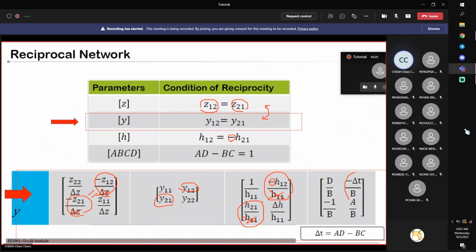So lastly, for ABCD parameters, transform into Y form, you compare these two, they have the same denominator also, right? And then here, this delta T is actually the determinant of your matrix, which means that delta T must be equal to 1, right? Negative, negative, equate them, cancel out. So this is also not difficult to remember. Take the determinant, check whether it's equal to 1, right? Then that will be your condition for checking reciprocal networks for ABCD.